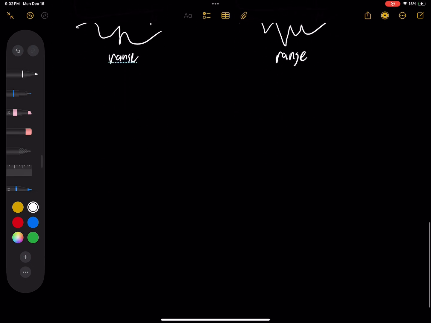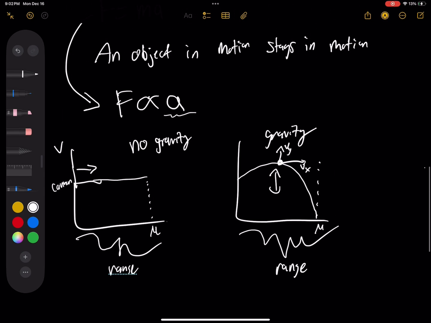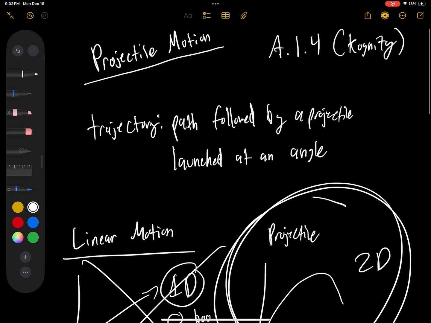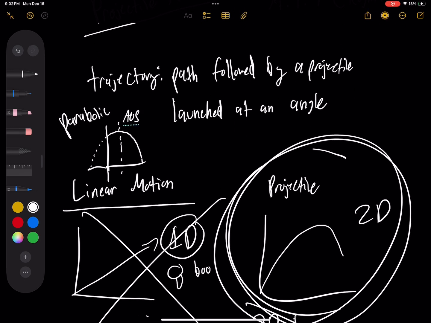Okay, one more thing I want to talk about is that the trajectory of an object, let's go back up, is going to be parabolic. You guys know what that is, right? It's going to look something like this, with an axis of symmetry. It's going to be parabolic as long as there's no air, no air resistance.